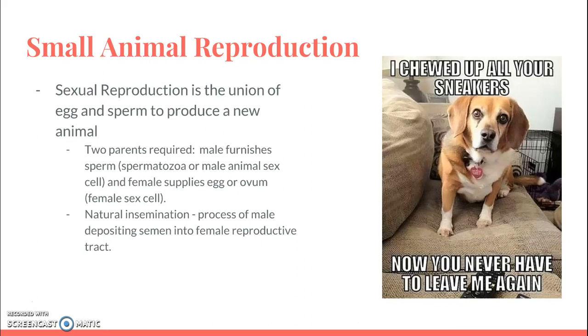The male furnishes the sperm, also known as the spermatozoa, or the male animal sex cell, and then the female supplies the egg, or the ovum, which is the female sex cell. So natural insemination is the process of the male actually depositing semen into the female reproductive tract. We call that natural mating or natural insemination.